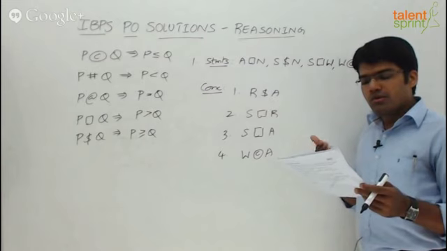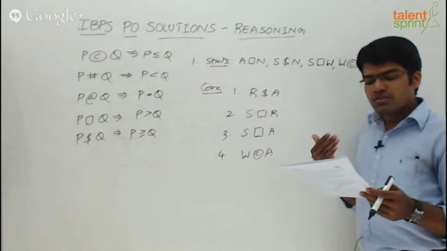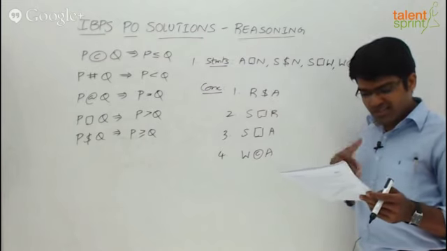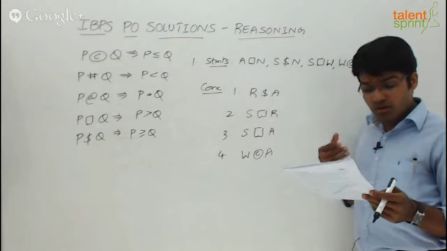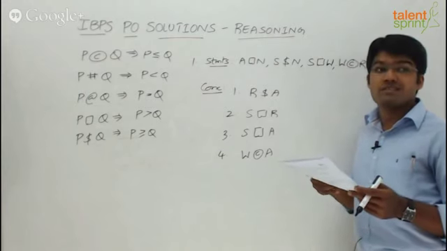Option 1 says only 1 and 2 are true. Option 2 says only 2, 3 and 4 are true. Option 3 is none is true. Option 4 says all 1, 2, 3, 4 are true. Option 5 is none of these.